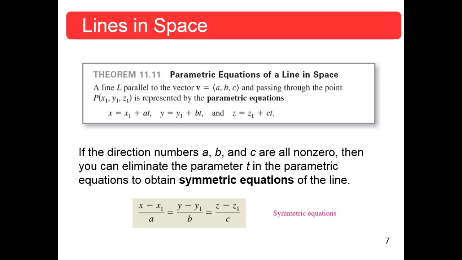So this is the parametric equation. This is the symmetric equations. Okay? These are all equal to each other because we eliminated the t's. These have the t's in them.